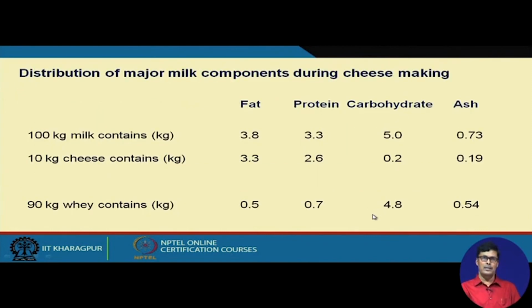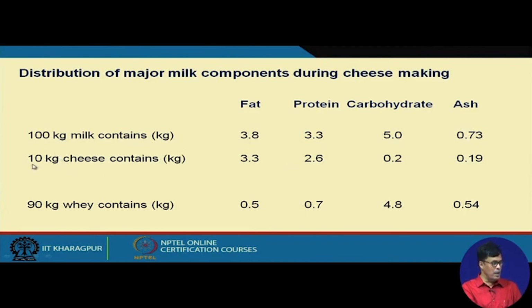Now I can give a typical analysis of the distribution of major milk components during the cheese making process. Suppose we take 100 kg of milk. It usually contains 3.8 kg of fat if you consider cow milk; if you consider buffalo milk, usually the fat content is higher. So this is 3.8 kg, that means 3.8% weight by weight. Then 3.3 kg of protein, 5 kg of carbohydrate, mostly in the form of lactose, and 0.73 kg of ash. Ash means minerals.